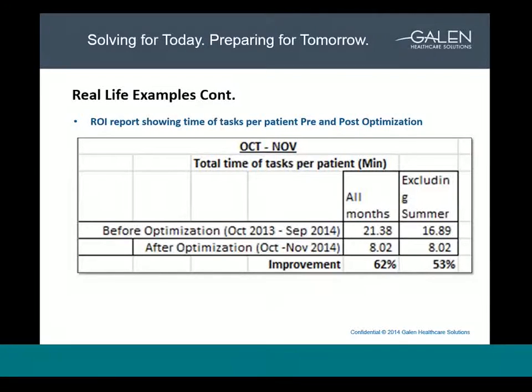went from about 21.5 minutes to just over 8 minutes, and this was a 62% increase in efficiency. If we take out the summer months, we saw that the numbers dropped from almost 17 minutes down to just over 8, and this was still a 53% increase in efficiency.